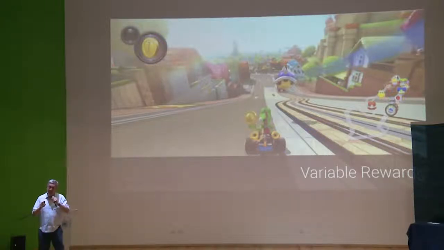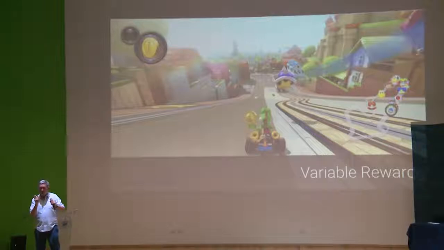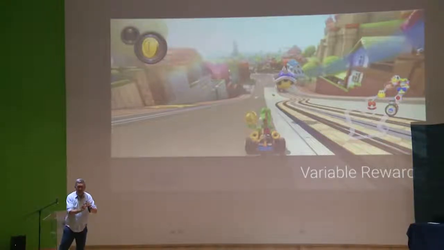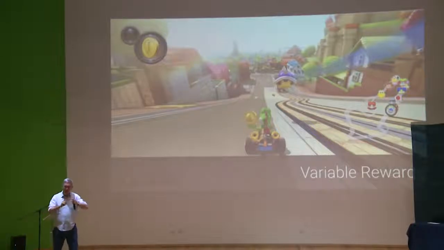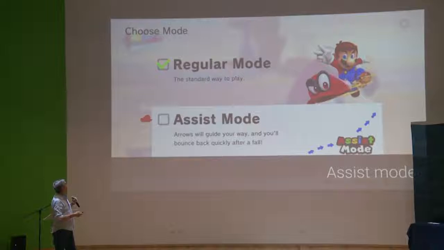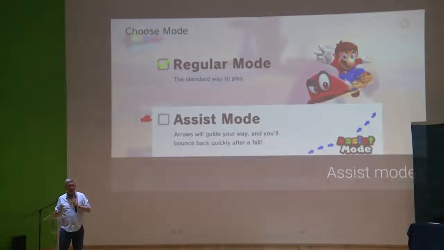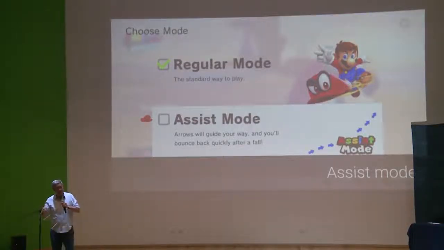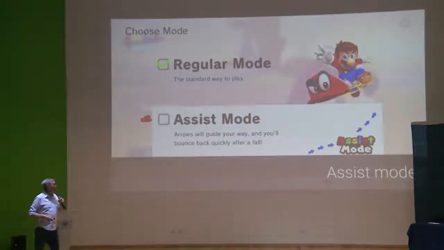I loved this one because it wasn't a graphical trick, it was a psychological trick. If you are far back, if you are losing, you get really good rewards. If you're at the front, you get really bad rewards. And it allows you to balance the game so that it's a little bit more even. I thought that was a very interesting trick. Or in Super Mario Odyssey, they have this thing called assist mode, which allows a much wider range of people to play the game. This could be for assistive technologies. And I thought, okay, these are all really good tricks.